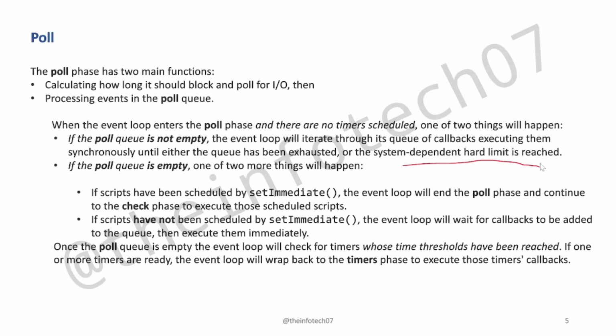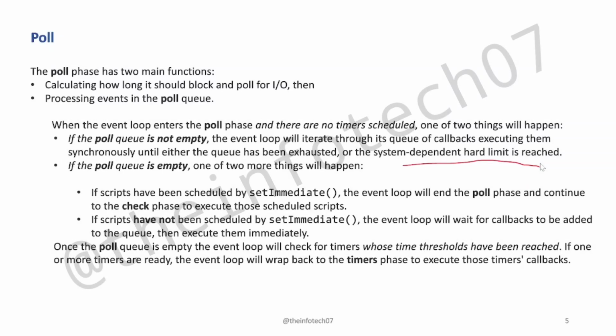So whenever there are lots of callbacks in the poll queue and we execute them one by one and reach the hard limit, it will come out of the poll phase and check for setImmediate callbacks in the check phase and execute them. This gives all the phases a chance to execute in a timely way, because if it were stuck in the poll phase with a lot of queued callbacks, other phases would not get a chance to execute and the response would be delayed to the user. That's why a system-dependent hard limit is set.